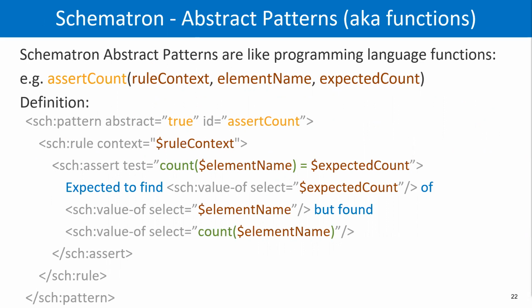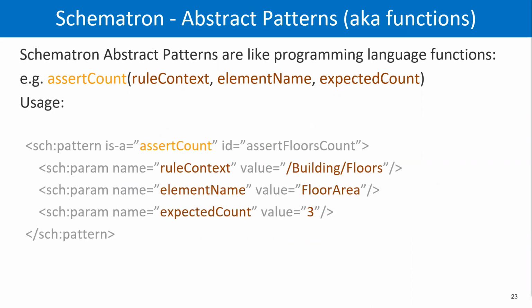I probably won't go through all the details here, but you can see we have an abstract pattern. We've defined the name. We allow users to pass in a rule context, so we're using that again with the $ sign in front. And then we are asserting that the count of the element name that the caller provided equals the number that the caller provided as well. And again, we can inject that into the user message. So that's a little fancier than what we saw before.